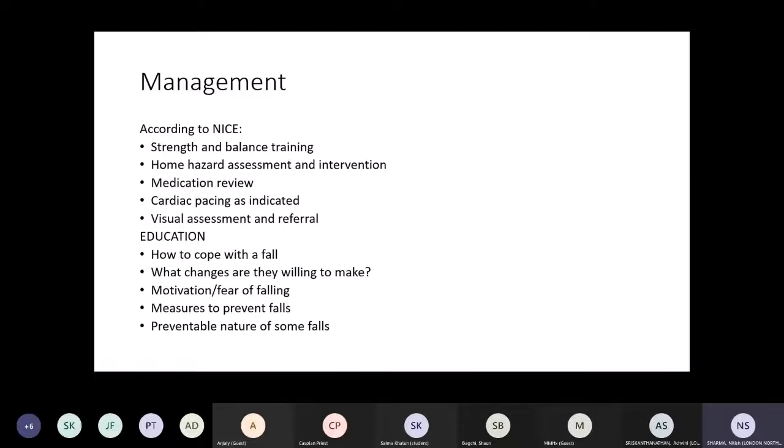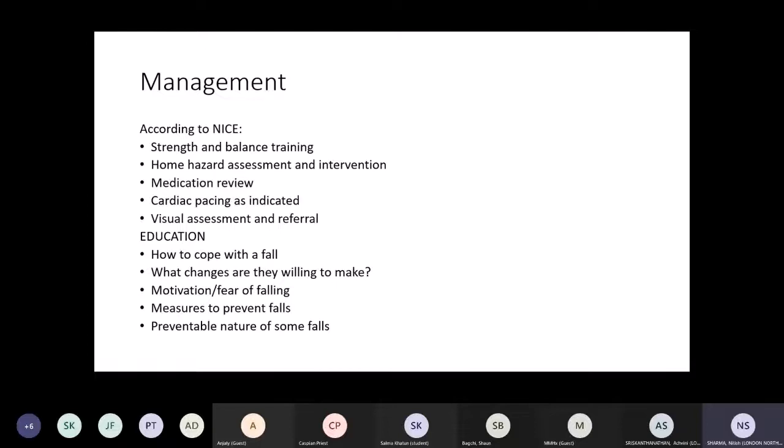Home hazard assessment, as I told you, patients who have had a previous fall are more prone to have another fall. So even though we might treat the reason, there definitely is a chance they would have another fall. So home hazard assessment is very important in this case. Medication review, very important, we'll get to this in a bit. And cardiac pacing, as I told you, the most common cause is bradyarrhythmias, and treatment for bradyarrhythmias would be cardiac pacing. Visual assessment for mechanical reasons of fall could be important.